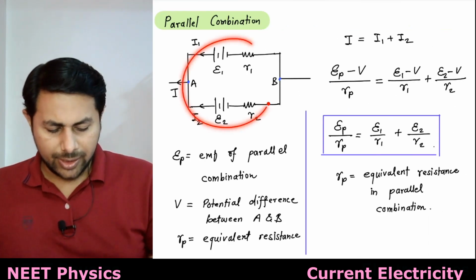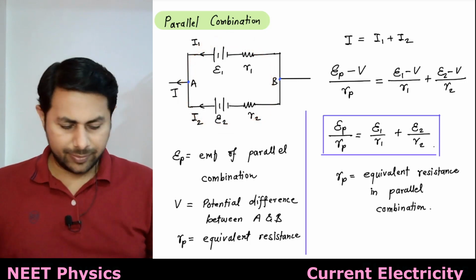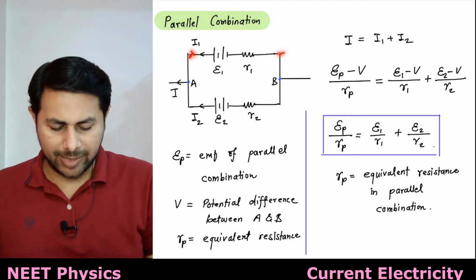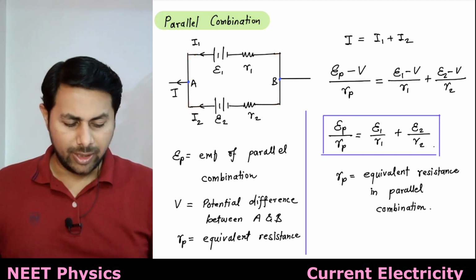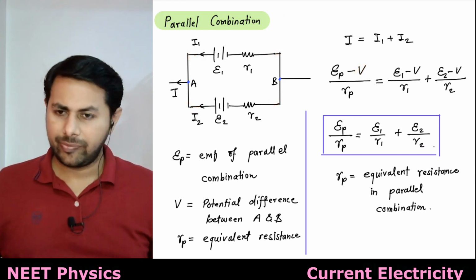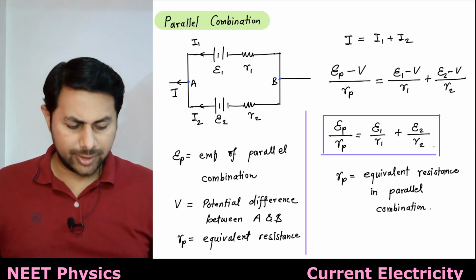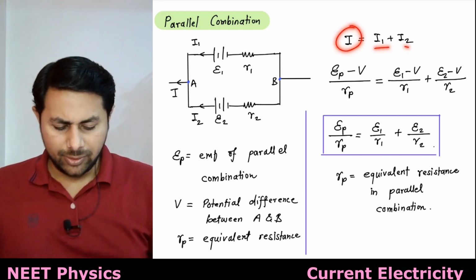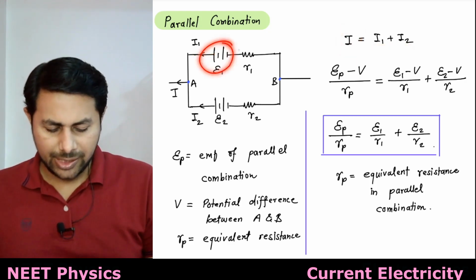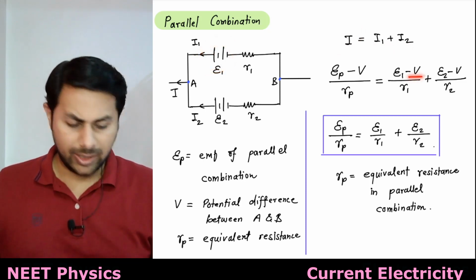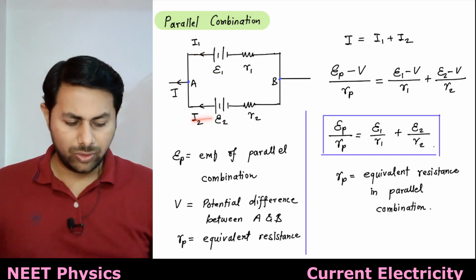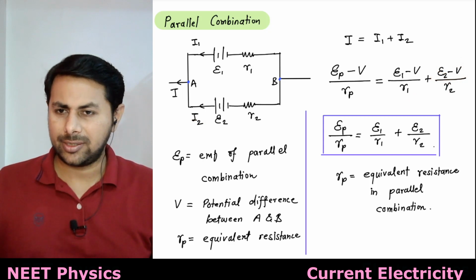So here the equivalent EMF is suppose EP. The potential difference is the same between these two points, or across this battery or across this battery. The potential difference is V. So this current can be written as I1 plus I2. What will be I1? I1 is just E1 minus the potential difference V divided by this internal resistance R1. What will be I2? E2 minus V divided by internal resistance R2.